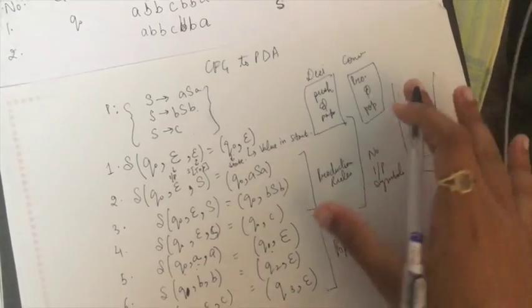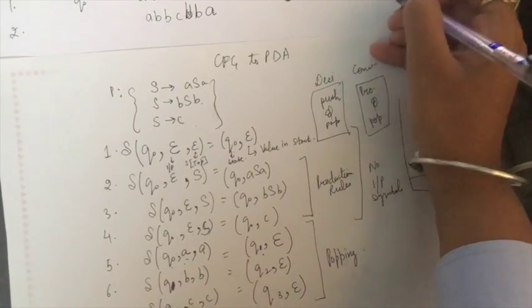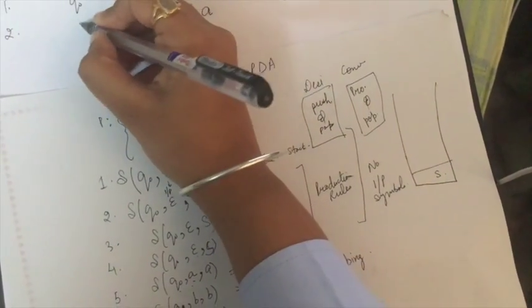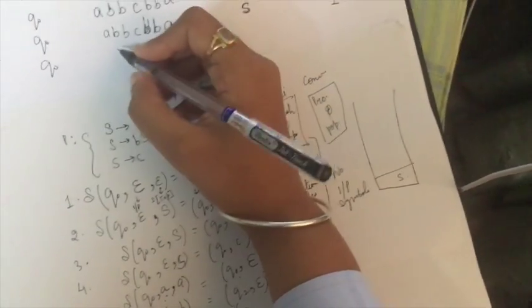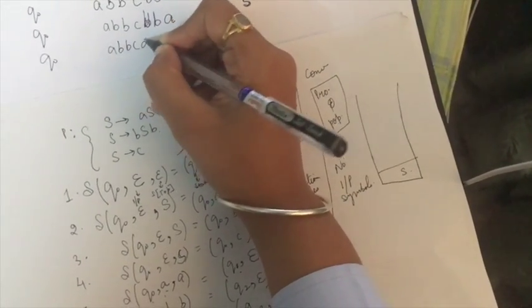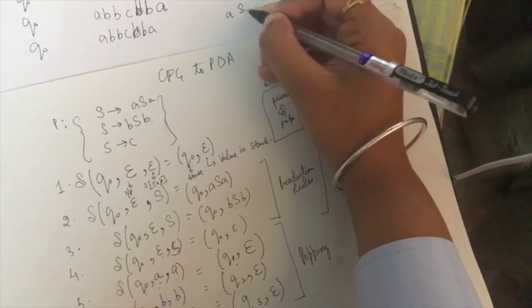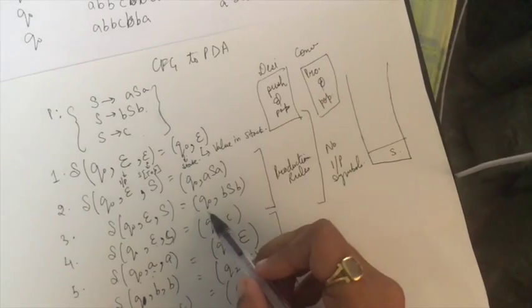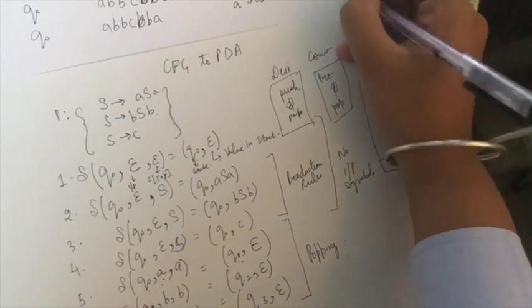Okay, and since the stack now contains this, this will be using 1, and then this would be Q0 again. Now when I have pushed this S into the stack, I convert this S into ASA using the production rule second. Okay, so I write down 2 over here.